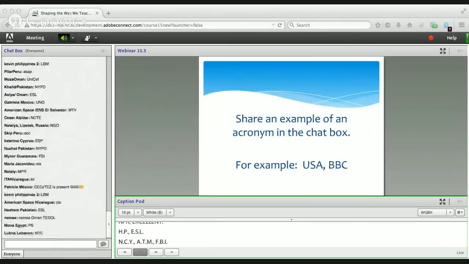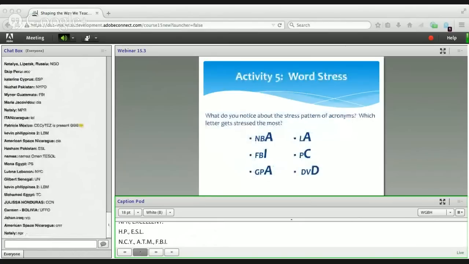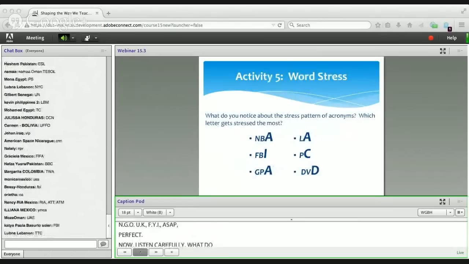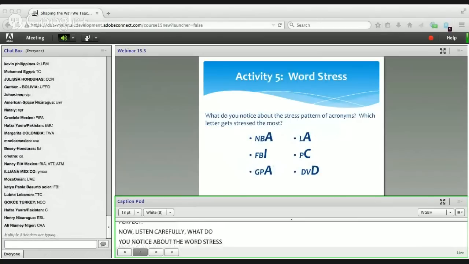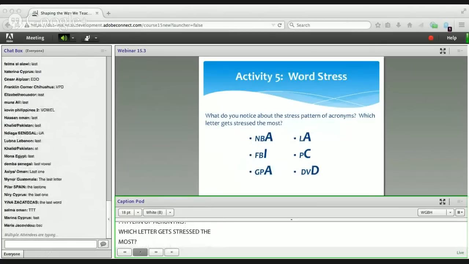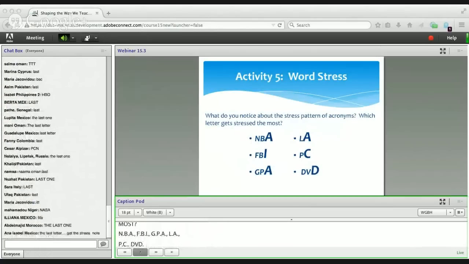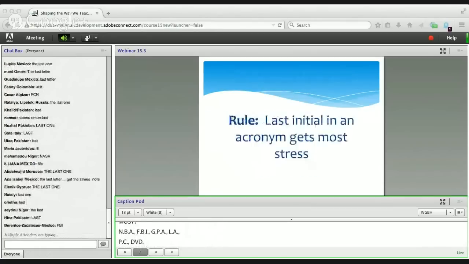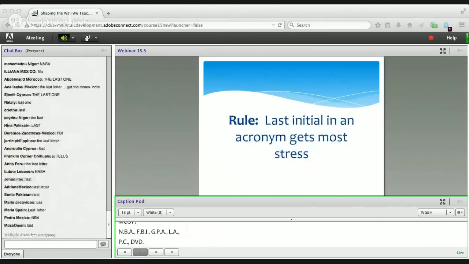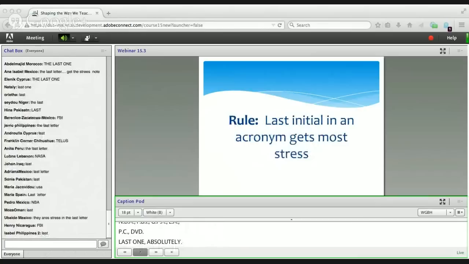Now listen carefully. What do you notice about the word stress pattern of acronyms? Which letter gets stressed the most? NBA, FBI, GPA, LA, PC, DVD. Last one, absolutely. So that's utterly regular, I don't think there are exceptions. I've never found one. So you can teach students this: the last initial in an acronym gets the most stress, whether it's 2 initials, 3, 4, ASAP, okay?